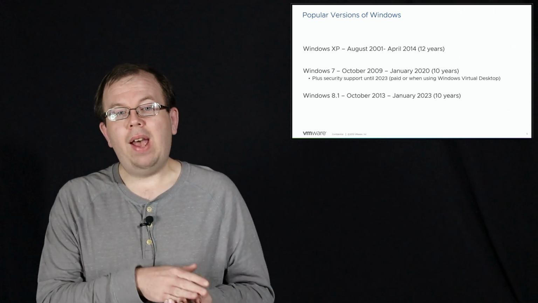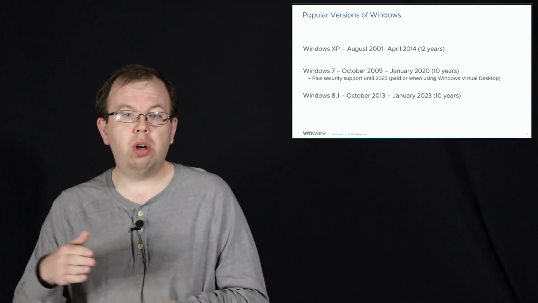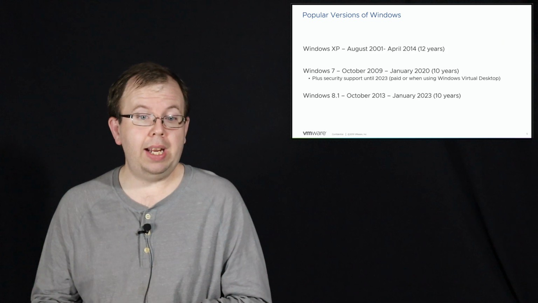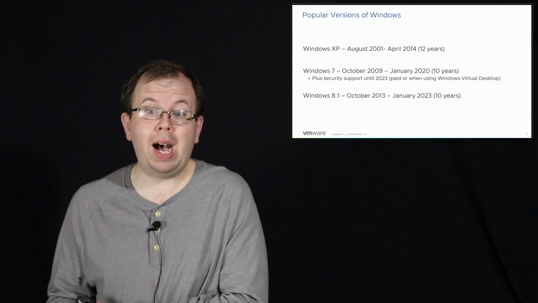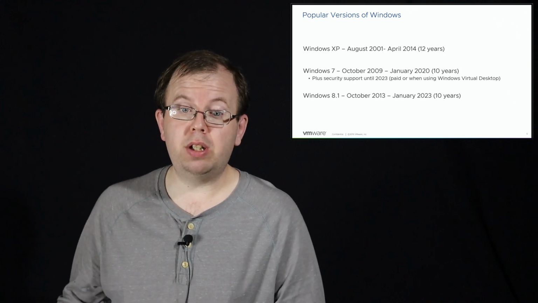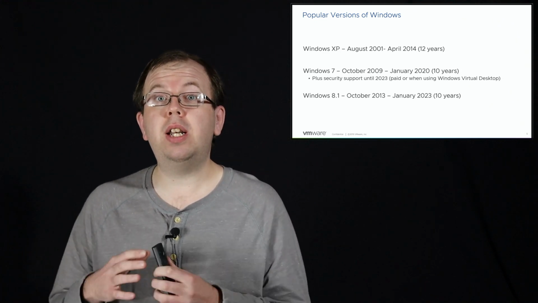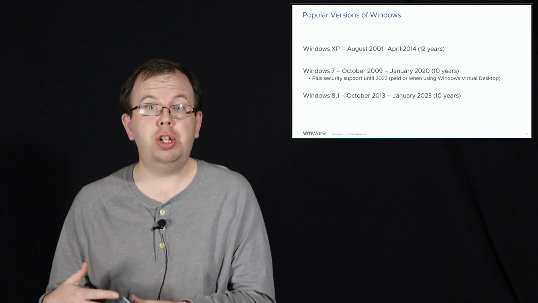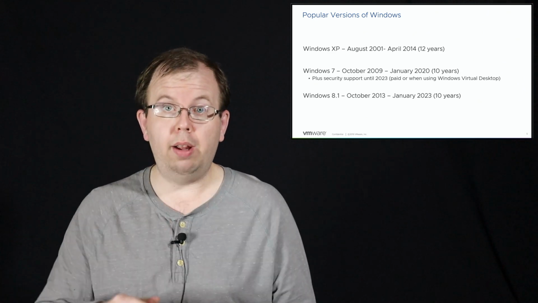Now, after that, we fast forward to October of 2009, where we come across Windows 7. And that was the next major release of Windows. In fact, it's arguably the most popular release of Windows in the enterprise. Now, Windows 7 has had 10 years of support, which just expired back in January of this year. Although there is the option for paid security support until 2023, or if you use it in Windows Virtual Desktop on Azure, you get that extended support as well.